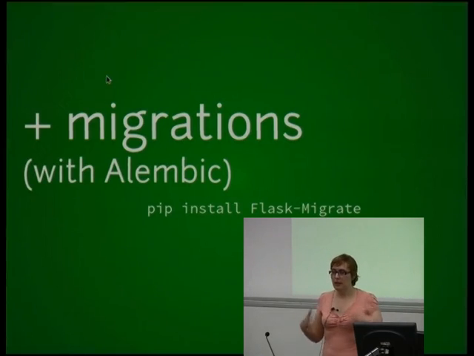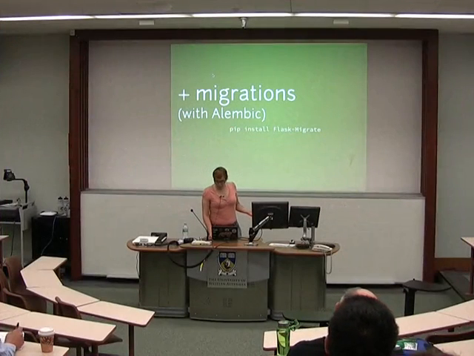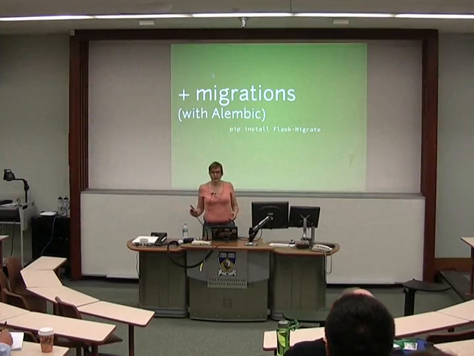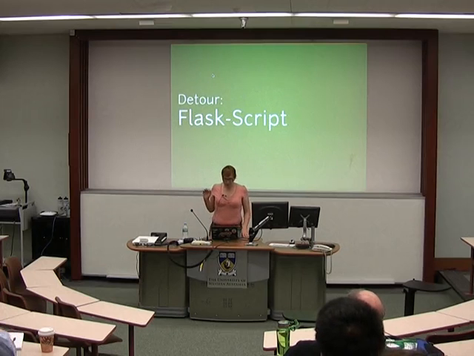Alembic is a database migration system similar to South in Django, or the built-in stuff in Active Record Rake in Ruby. It's confusingly called Flask Migrate, not Flask Alembic. That's something else. I think it might be an older project. Apparently I had a detour at this point. That's cool.